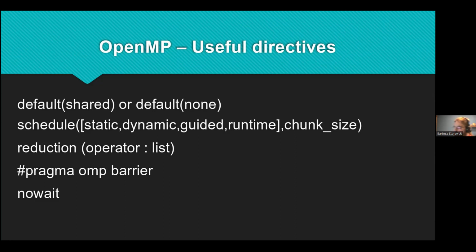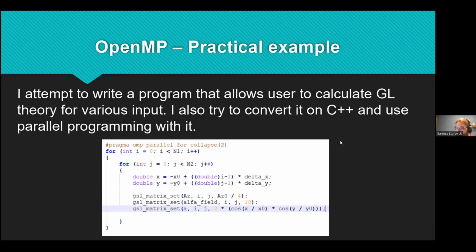The nowait clause actually removes the default barrier at the end of a chunk of code, which I mentioned when describing pragma omp barrier. And those were the useful directives that are most commonly seen in OpenMP code.